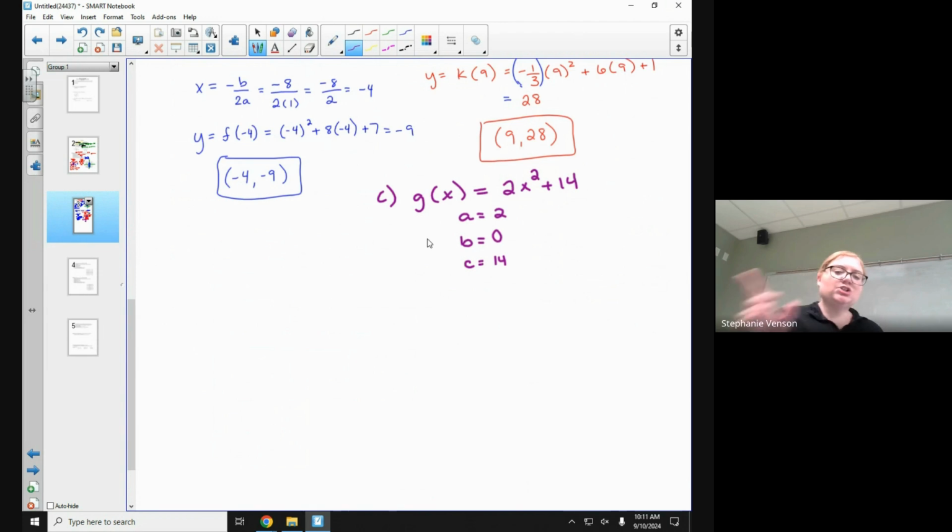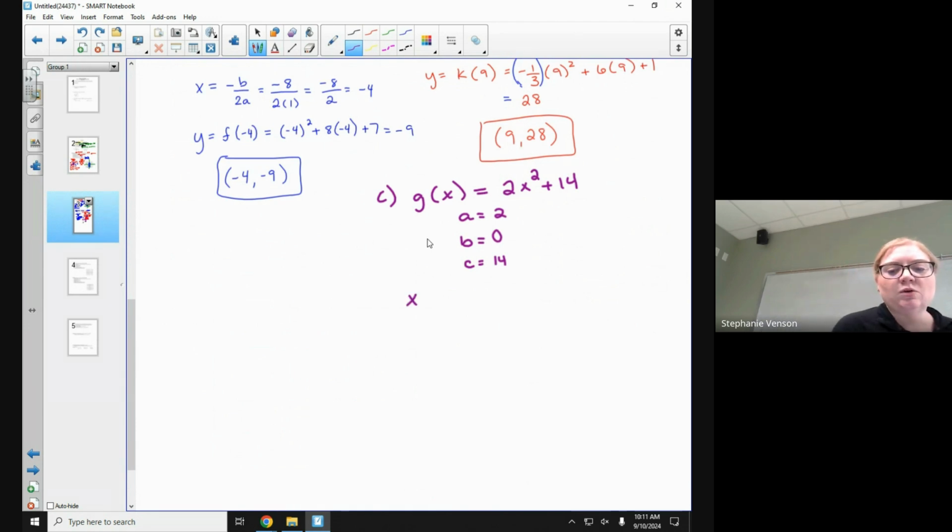So A is always the coefficient, or the number connected to x squared. B is always the number connected to x, and C is always the number that stands alone, or the constant. Since there is no x term, we say that there's no B, so we say it's 0. So A is 2, B is 0, C is 14. Y'all good with that? Okay, sweet.